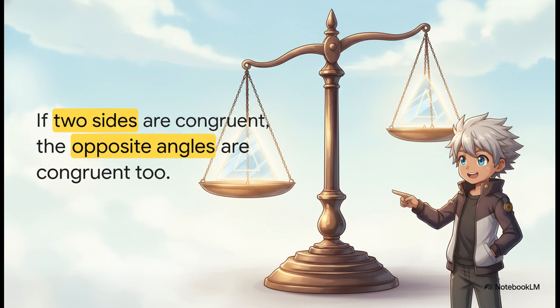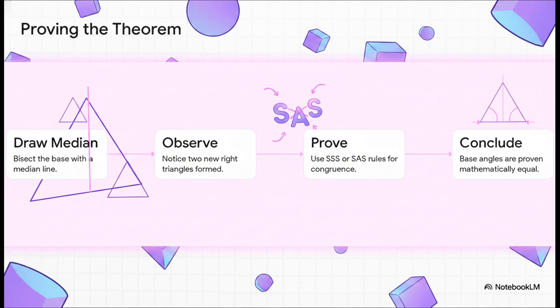Think of it like a perfectly balanced scale, or maybe a mirror reflecting itself. You simply cannot have equal sides without the angles pushing against them being perfectly equal as well. They are forever mathematically linked. Now, in geometry, we don't just take things on faith, right? We prove them. And the proof for this is incredibly elegant.